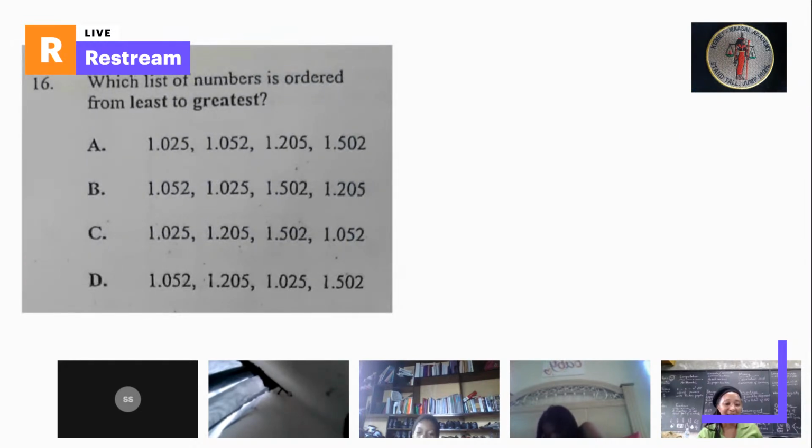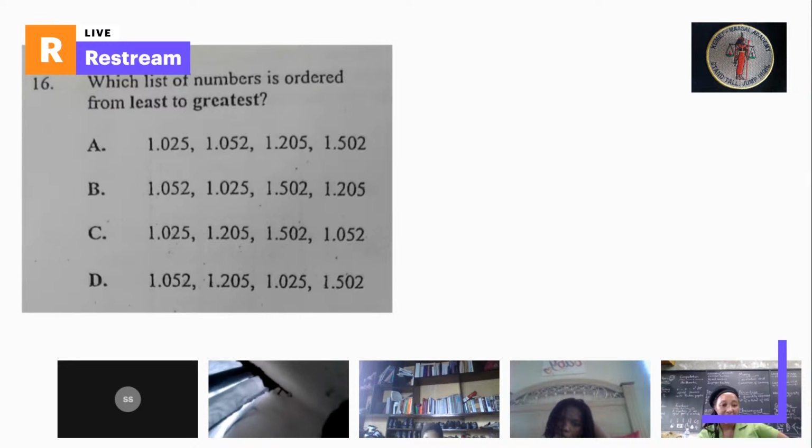All right, so remember we write the first fraction as is, and then we invert the second fraction. All right, so the question on the screen right now: which list of numbers is ordered from least to greatest? Which list of numbers is ordered from least to greatest?